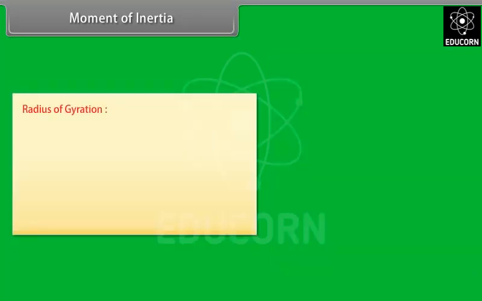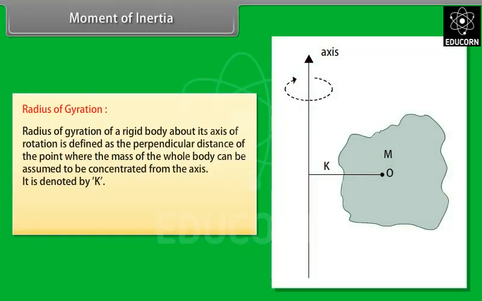Radius of gyration of a rigid body about its axis of rotation is defined as the perpendicular distance of the point where the mass of the whole body can be assumed to be concentrated from the axis. It is denoted by K. Its expression is given by I equals m k square, which is equal to summation from i equals 1 to n of the product of mi and ri square.